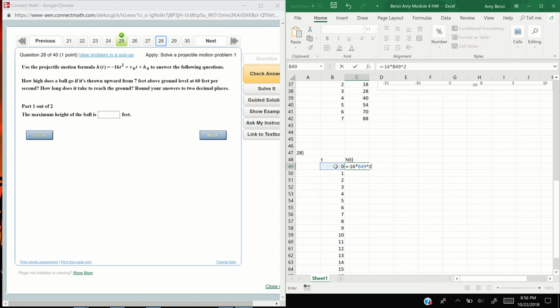plus my initial velocity. And what did you guys say that was? 60 feet per second times the number of seconds. That should be intuitive to you. 60 feet per second times the number of seconds that it goes. And then plus our initial height, which in this particular scenario is 7 feet above the ground. All right, I hope you're all out there going, why did she type T when I should have selected this cell? All right, I hit enter.